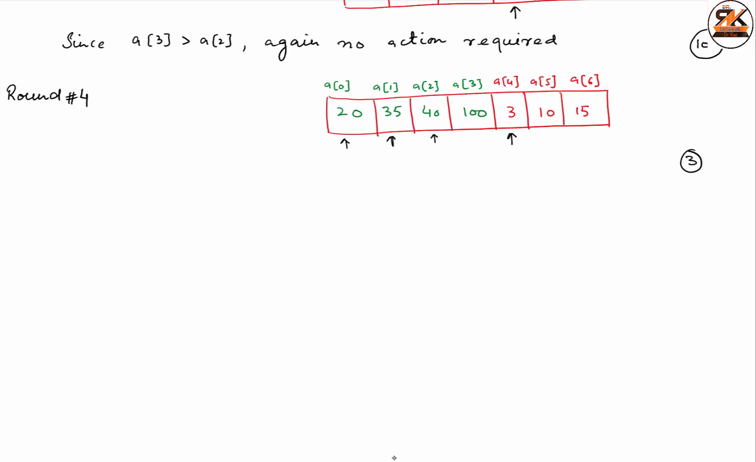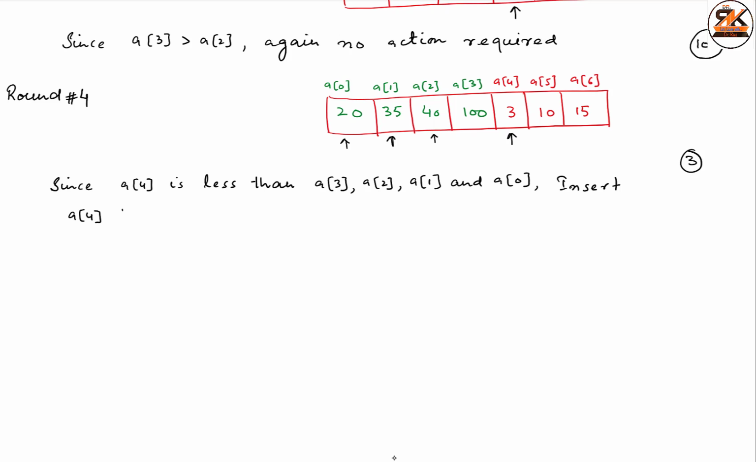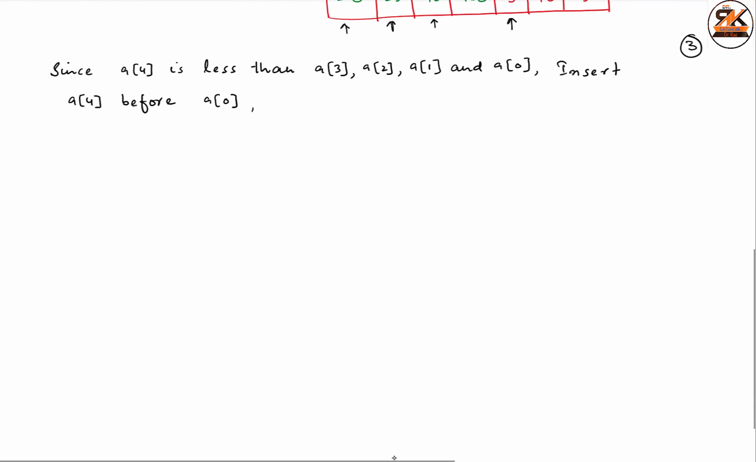So I will write here, since A4, that is having value 3, is less than the element at position A3, A2, A1, and also less than A0, therefore insert element A4 before the element at position A0. And we will get a new list that is shown in round 5.